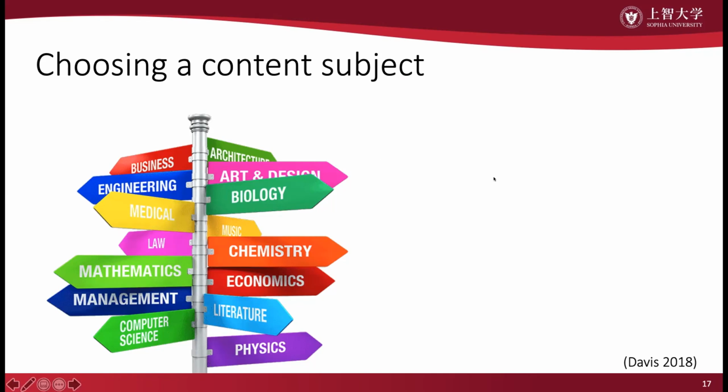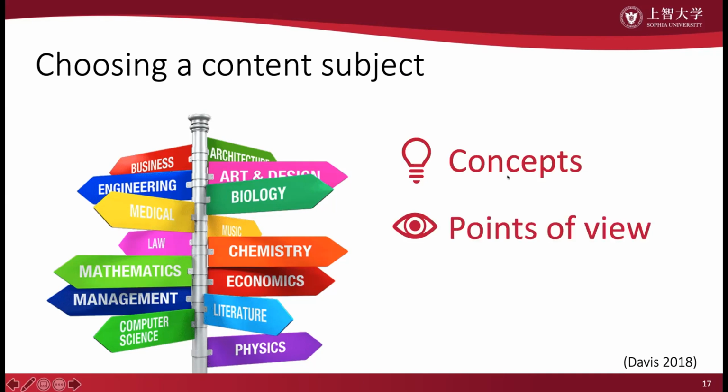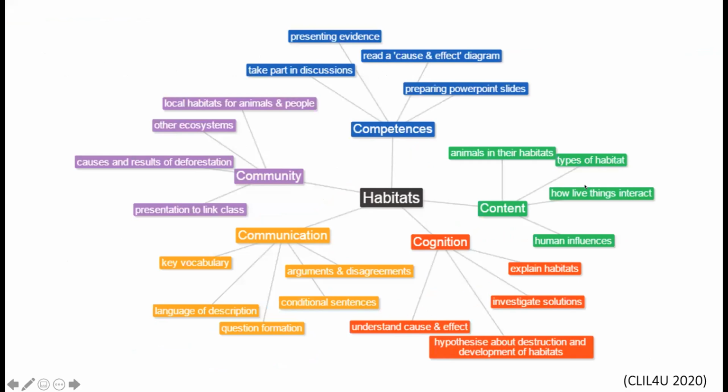We should keep in mind, though, that subjects are not simply categories of information. They're built around concepts, points of view, and skills. So when we think of our content subject, we should have in mind some idea of the concepts, points of view, and skills that we want students to learn. And it may be helpful to brainstorm by making a mind map. For example, a mind map about teaching students habitats might look something like this. It should take into consideration the 4Cs frameworks, as well as what competencies or what skills we want our students to learn.